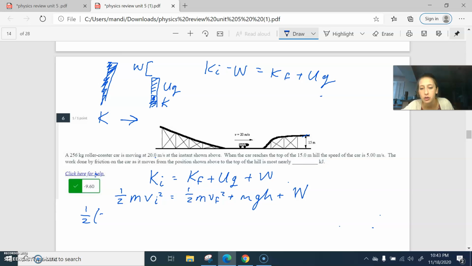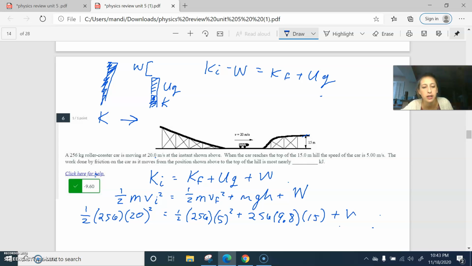The mass is 256. The initial velocity is 20. Don't forget to square it. Final velocity is 5. Mass is still 256. I'm going to go 9.8 here. If you know you need to use something else, you can totally use something else. Plus W. This term, even my calculator went to sleep.